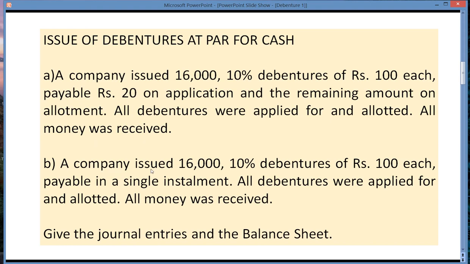Another sum is given in another way: a company issued 16,000 10% debentures of 100 each, payable in a single installment.